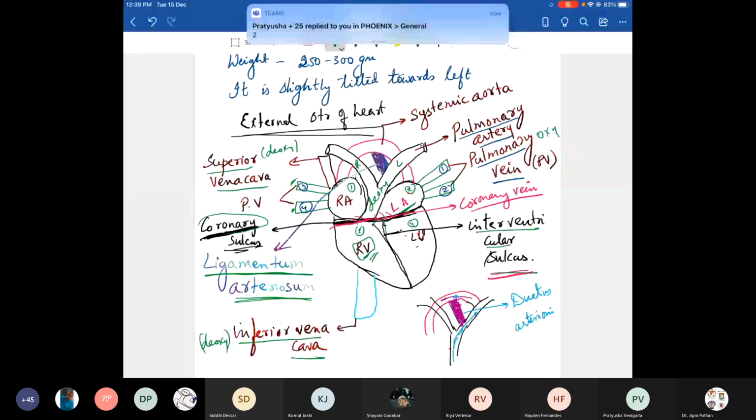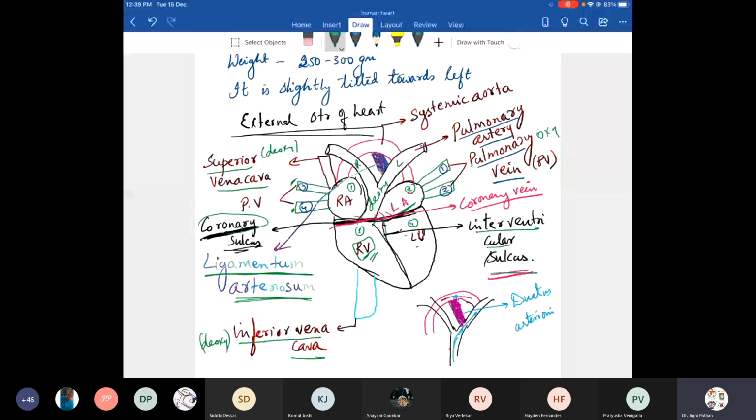Again, 2. I think you didn't understand what I said. No, not like that. What is the question? Listen to the question. How many veins open into left auricle? Pulmonary vein. 4 pulmonary vein. 1, 2 is coming from left. 3, 4 is coming from right lungs. But all these open where? Open into left auricle only.